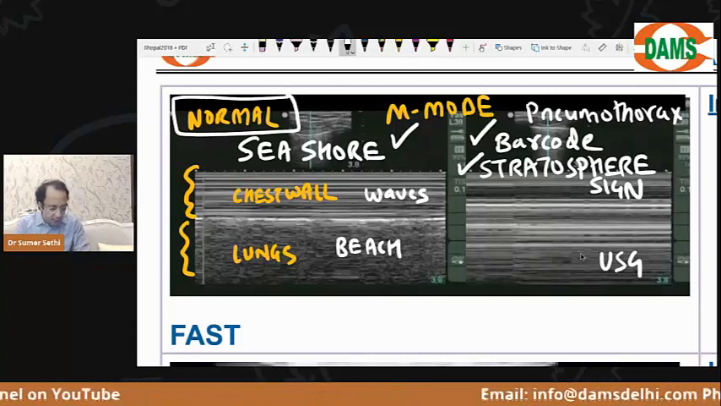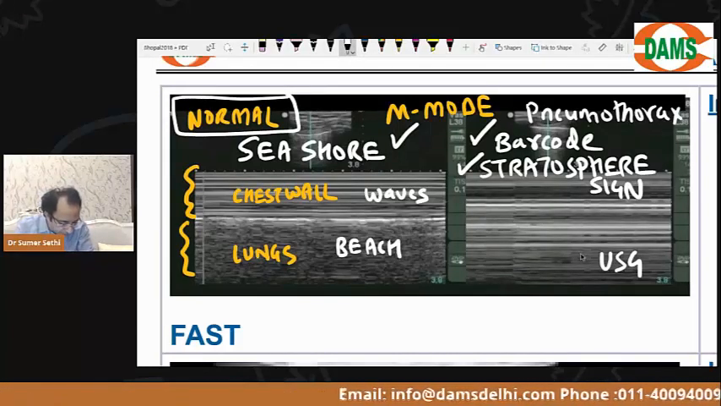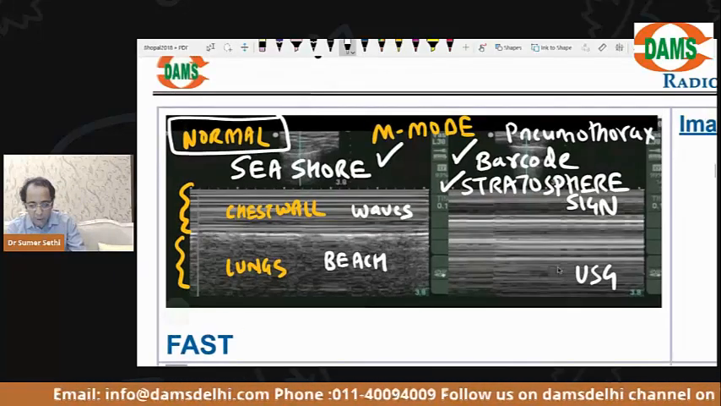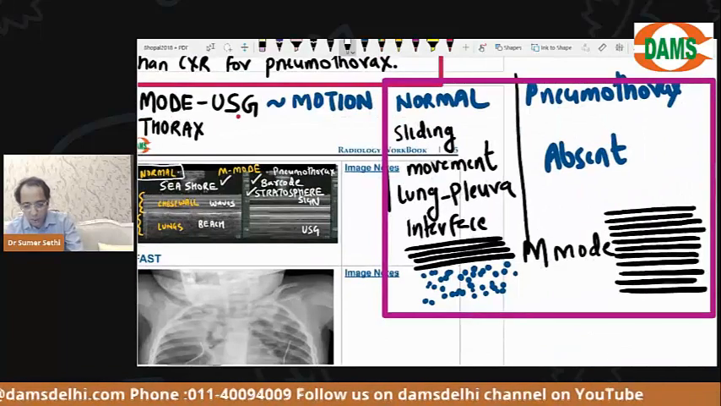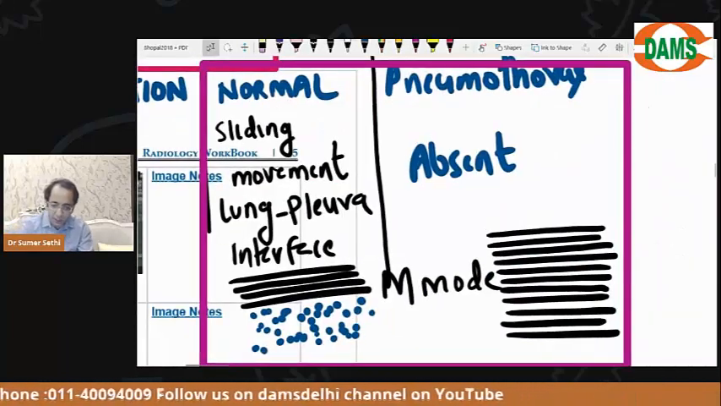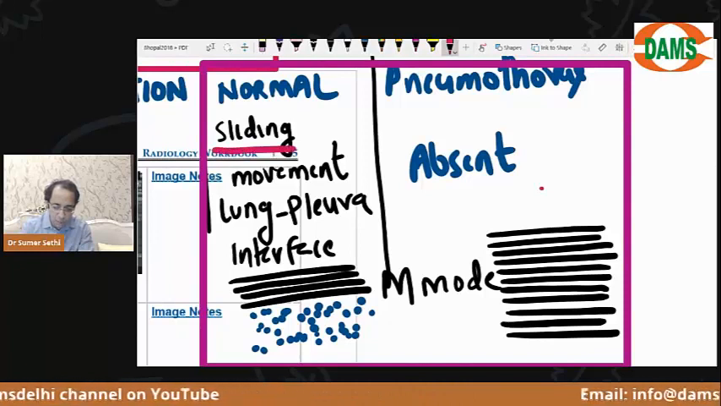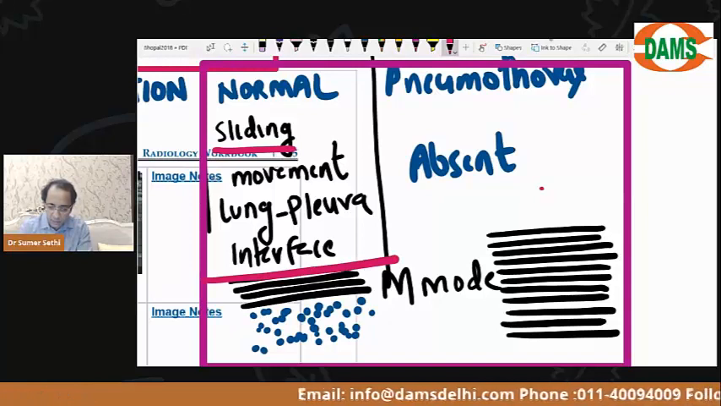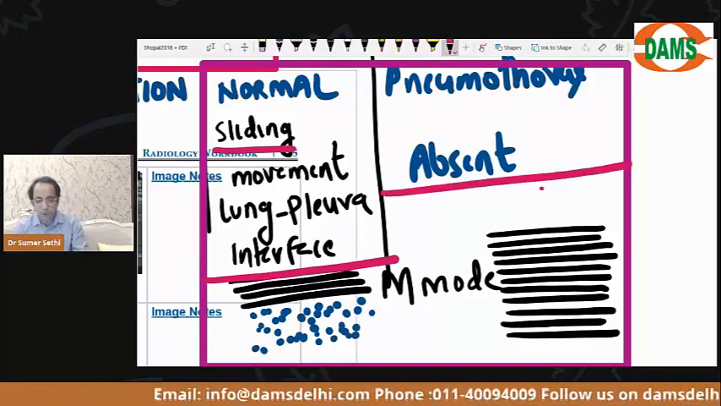Everybody, flat lines represent no movement. There is no movement. So at least now you understand why it is happening. You might have studied this in your surgery also, but I wanted you to know the why behind it. It is because of sliding movement in a normal person that happens at the lung pleura interface. In pneumothorax, that is absent.